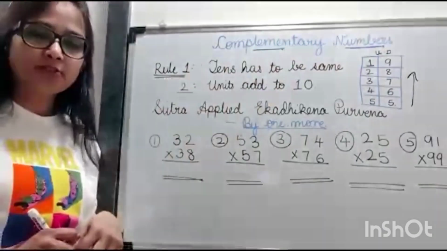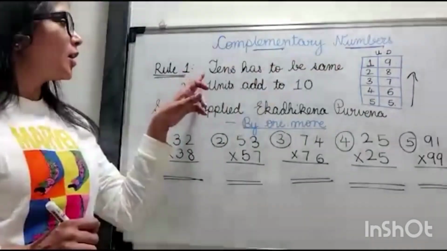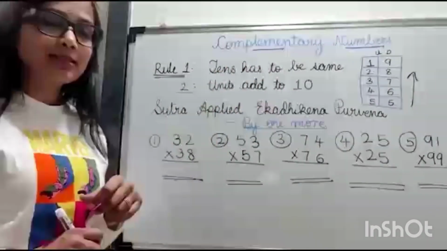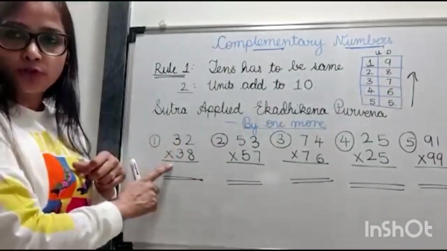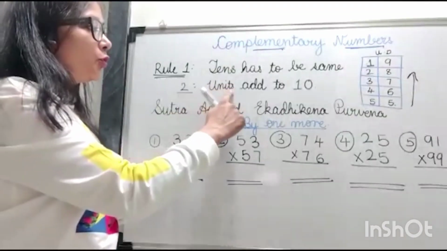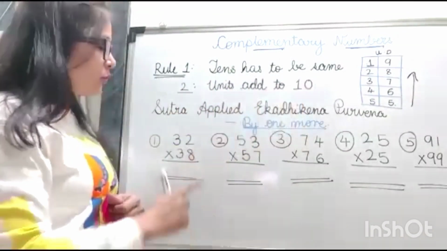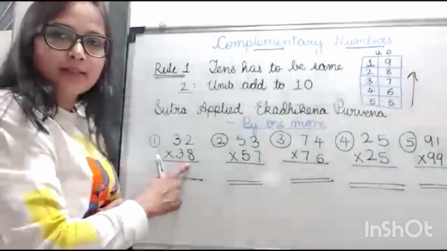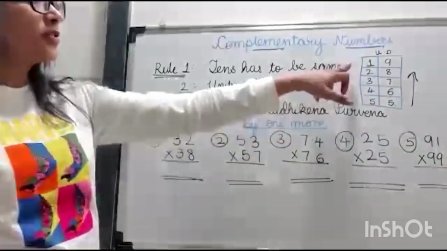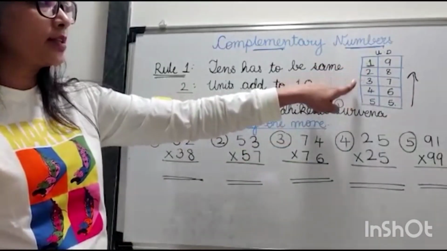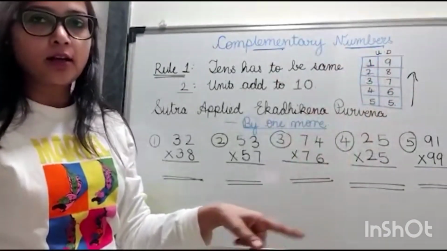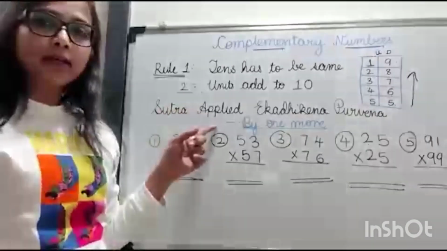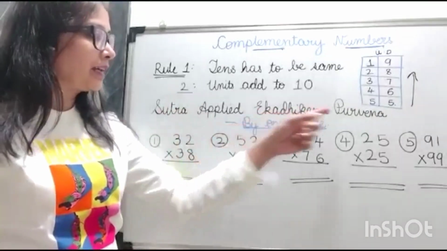Now, what are complementary numbers? Numbers in which you have the tens as the same. So, if you look at this number, you have the tens to be same, which is both 3. Secondly, the units add to 10. So, whenever you add up your units digit, you get the answer as 10. So, the complementary digits would be 1 and 9, 2 and 8, 3 and 7, 4 and 6, 5 and 5, and vice versa.